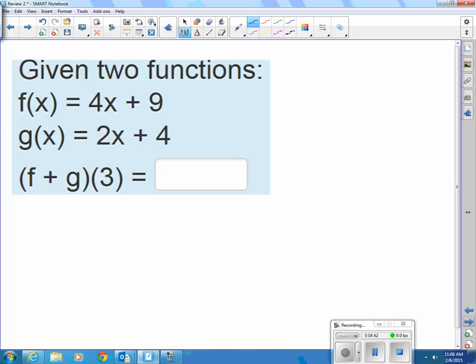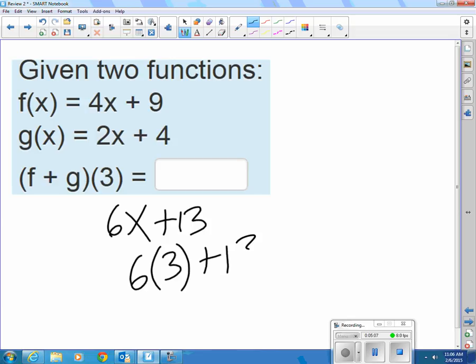We're going to add these 2 functions. I could evaluate them and then add them. I'm going to go ahead and add them and then evaluate them. We'll do it a different way. 4x plus 2x is 6x. 9 plus 4 is 13. So 6x plus 13. Evaluate that at 3. 6 threes is 18. 18 plus 13 is 31.